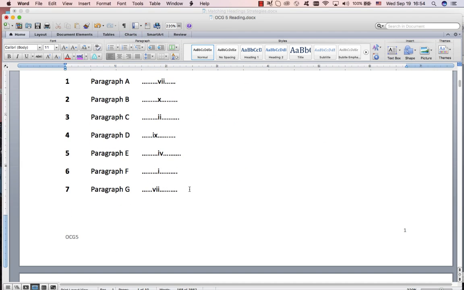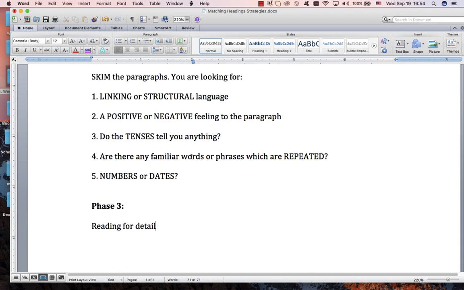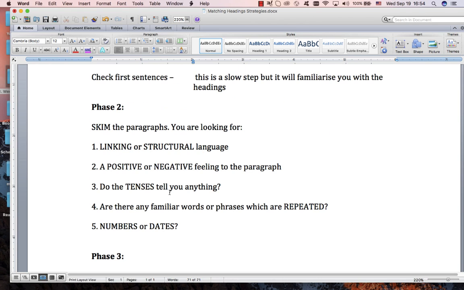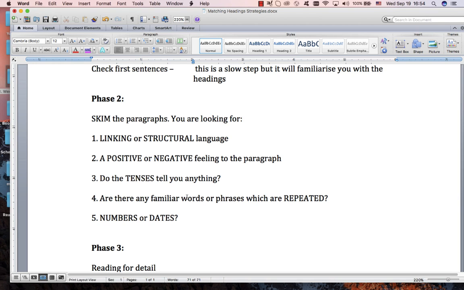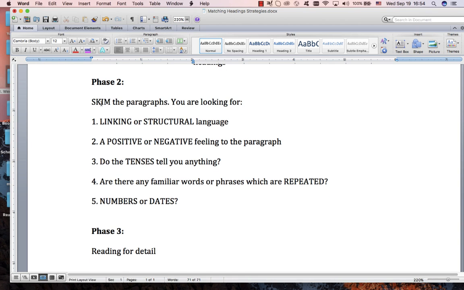Great. So that's your 3-phase strategy for matching headings. I'll add some details in here about what we can look for. Maybe I'll add some stuff here. I don't want to add too much here. But start practicing this strategy. Very important. Don't waste too much time here doing detailed reading.